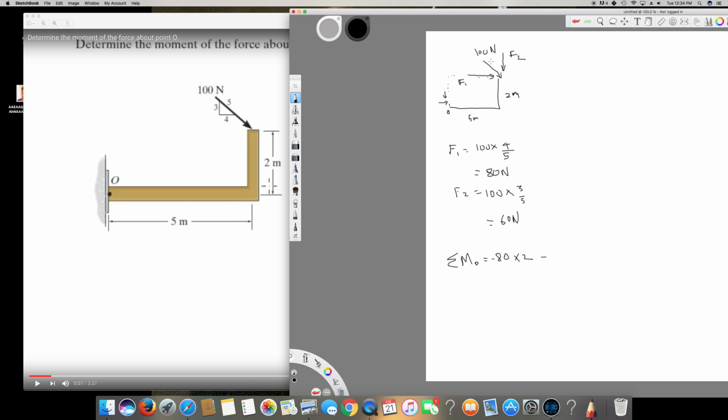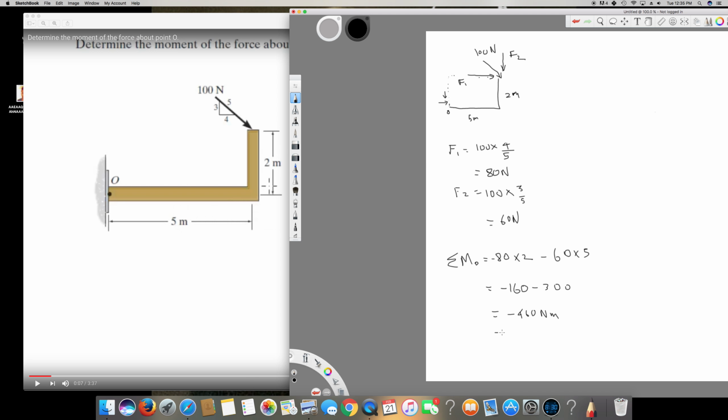And I have already found the vertical force. It's going to be 60 newton. Then you have to find the perpendicular distance. If this is vertical, this is the perpendicular distance, 5 meter, right? So I have to multiply this one by 5 meter. 60 times 5, and this is going to be my final answer, minus 160 minus 300. So the final answer is going to be minus 460 newton meter, and this is clockwise.